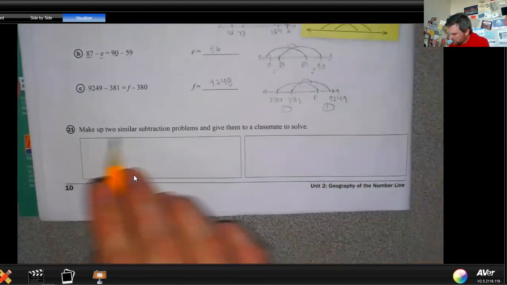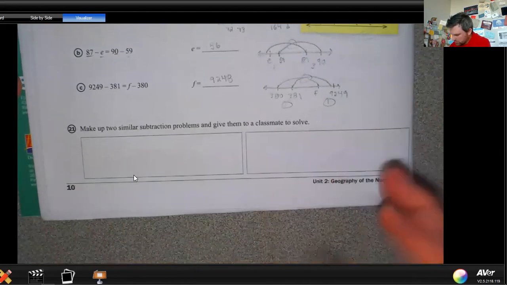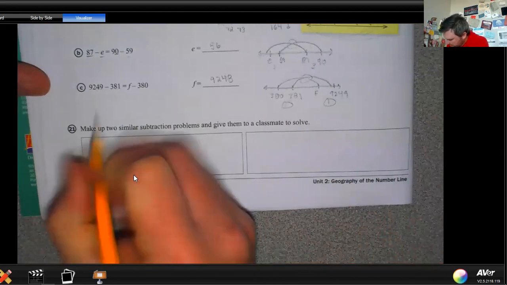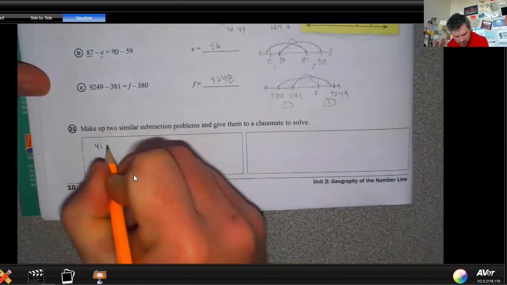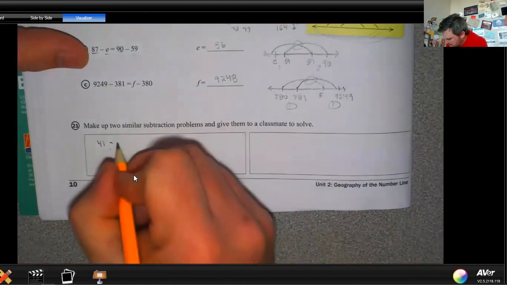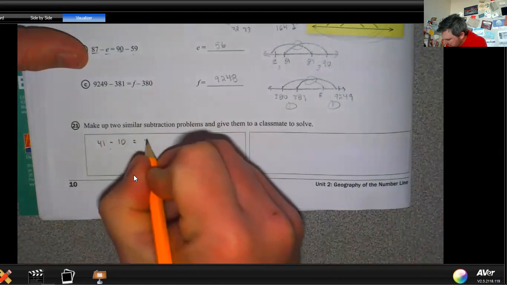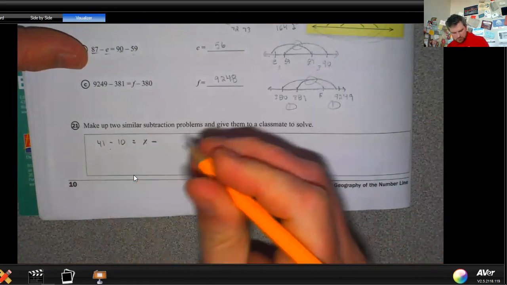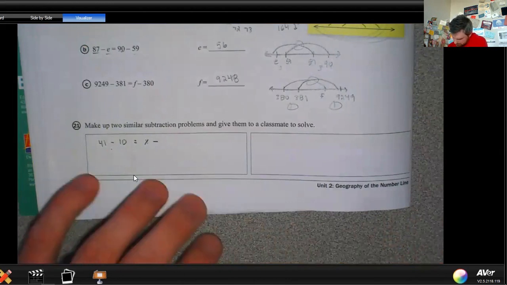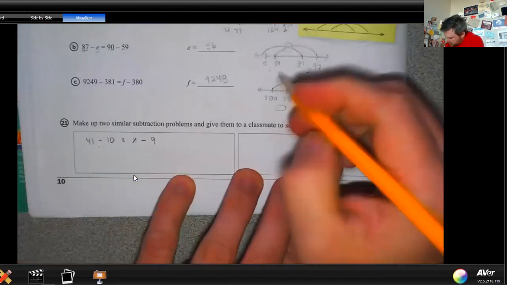All right, make up 2 similar subtraction problems and give them to a classmate to solve. So we'll look at some subtraction problems here. Let's look at 41 minus 10 equals x minus 9.